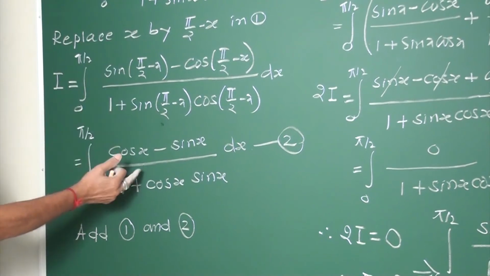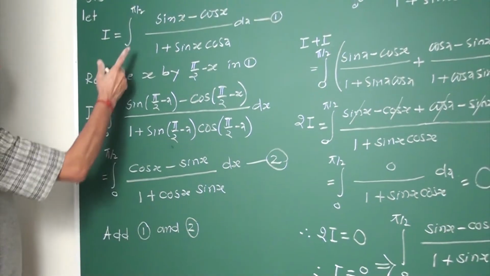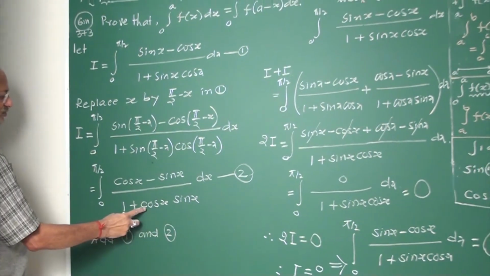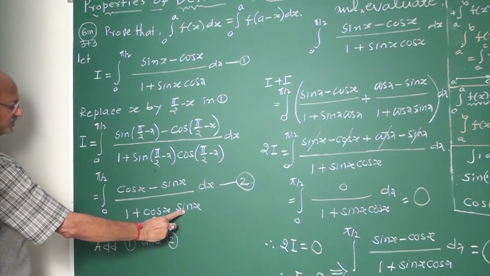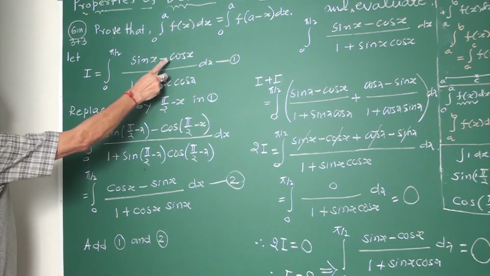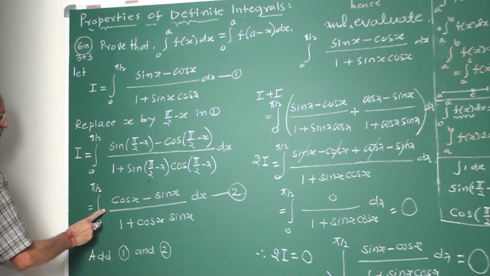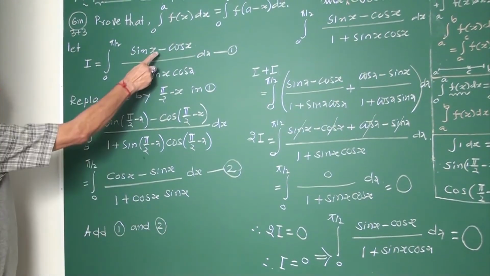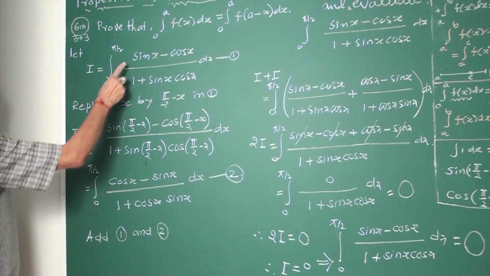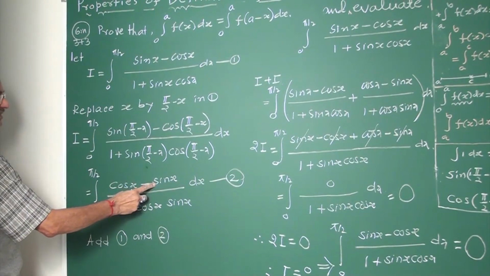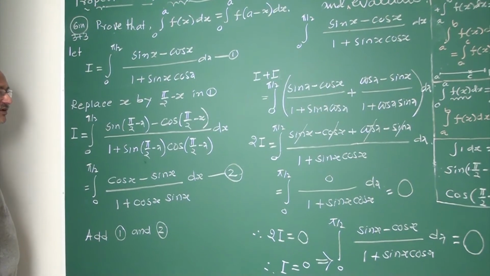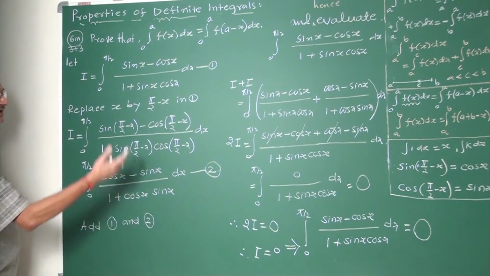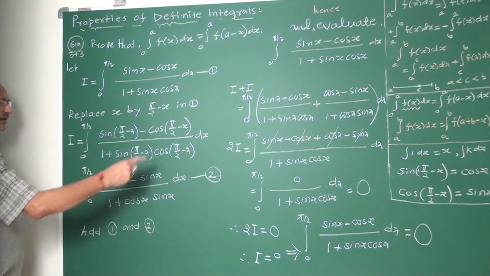My friends, this is 1, this is 2, add 1 and 2. In 1 and 2, the LCM is the same. See, it is 1 plus sin x cos x, and cos x sin x is the same as sin x cos x. So, numerator: sin x minus cos x plus cos x minus sin x. Why? You are adding. Minus cos cancels with plus cos, plus sin cancels with minus sin. You get the numerator 0. When the numerator is 0, the answer is 0. So I is 0. What is your I? The given integral is 0. Yes, my friends.